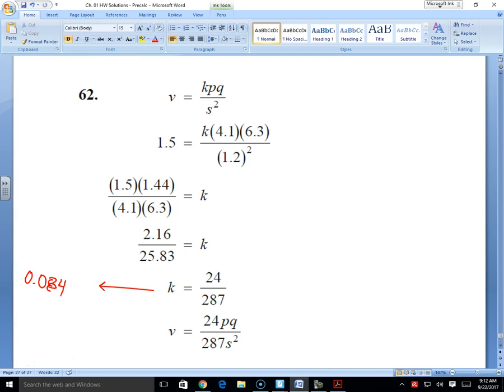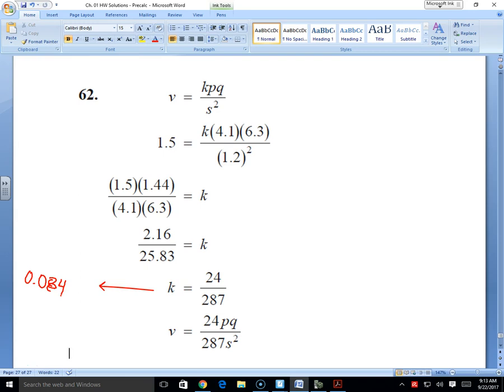What is this? Okay, I'm double checking. I think I'm hearing the 0.084 is the right one, and I agree. 0.084. So how could this be rewritten? Kind of like how Joel was saying, you could have written 0.084 times PQ over S squared. Does that make sense?